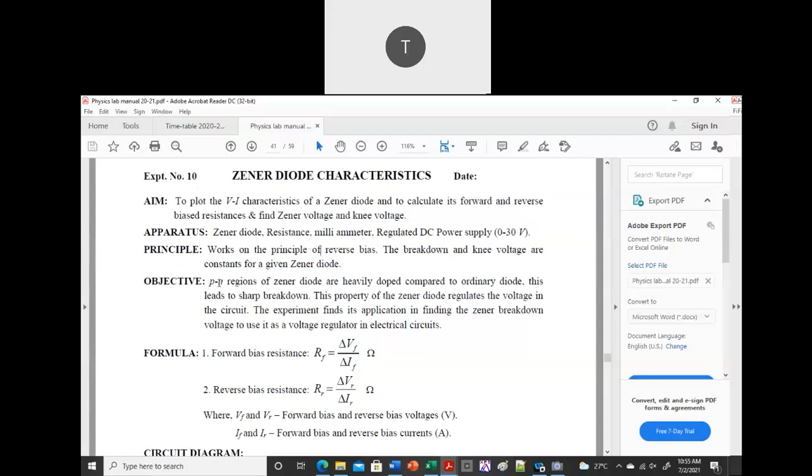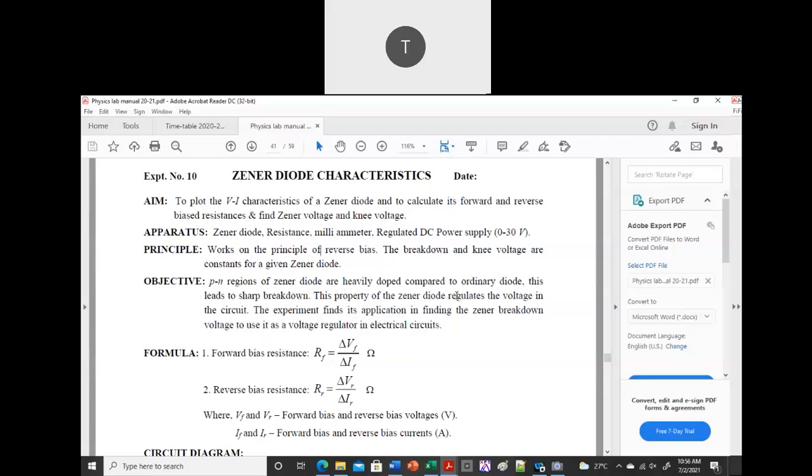So what is the objective? The PN regions of a Zener diode are heavily doped. I explained this again yesterday. If you take a Zener diode, it is a heavily doped PN junction, in simple words. And this leads to a sharp breakdown when you are operating in forward bias.